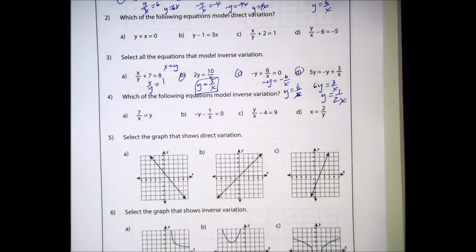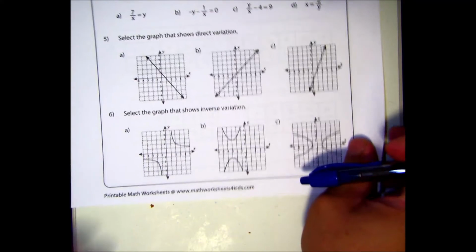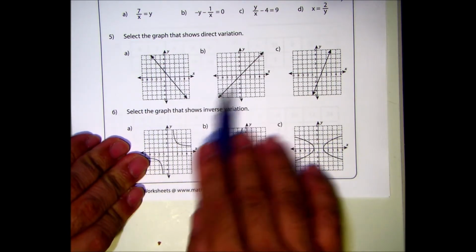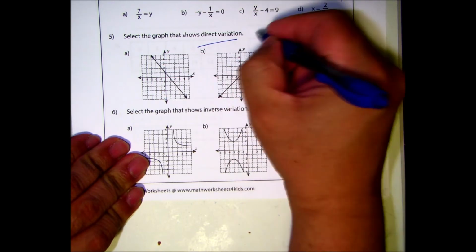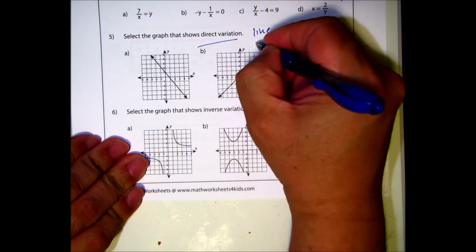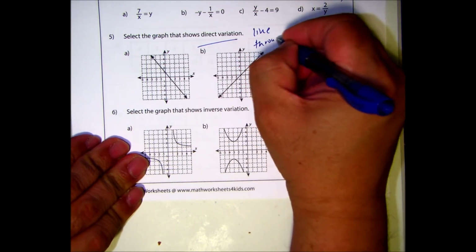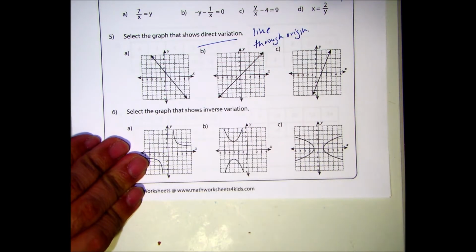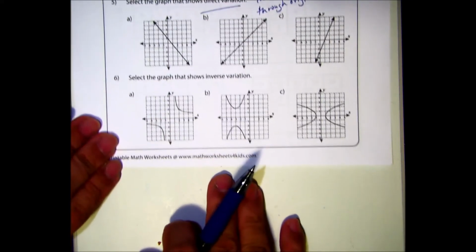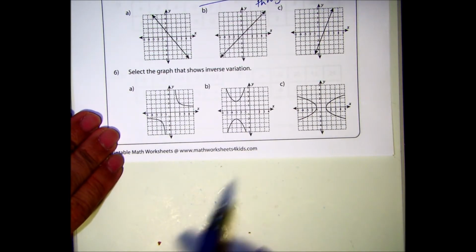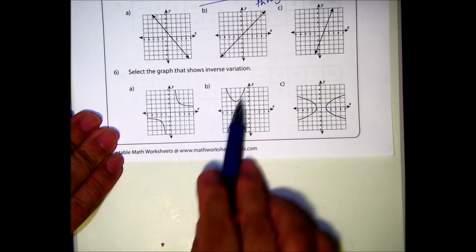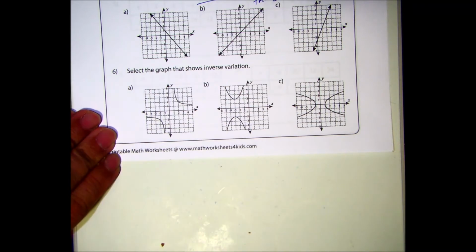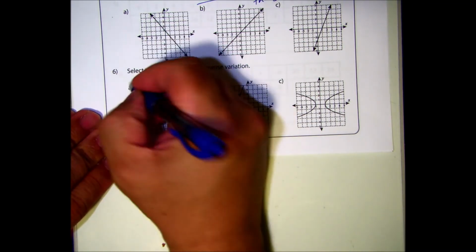All right, let's look at the graphs. Select the graph that shows direct variation. Remember, a graph for a direct variation has to be a line, and it has to go through the origin. And there's only one there, so that's B. All right. And for inverse variation, it has to have this shape. It can't do this, and it can't do that. This is definitely in the videos. So it's just A.